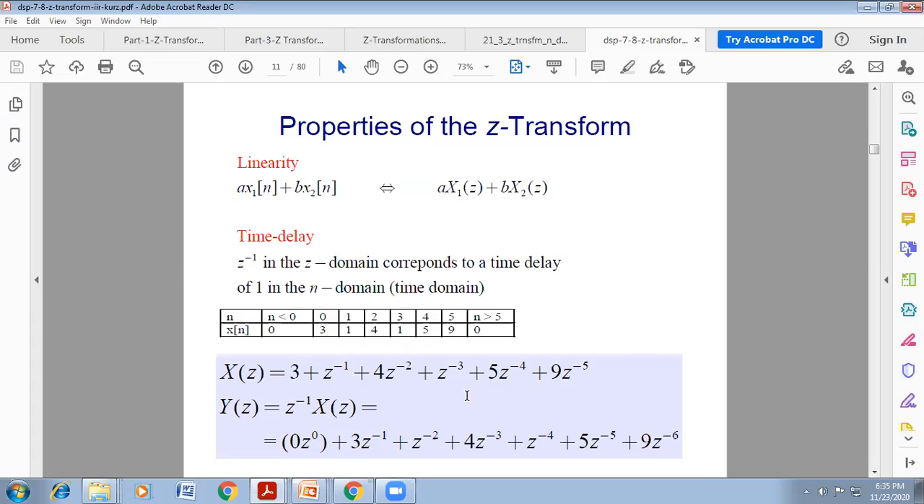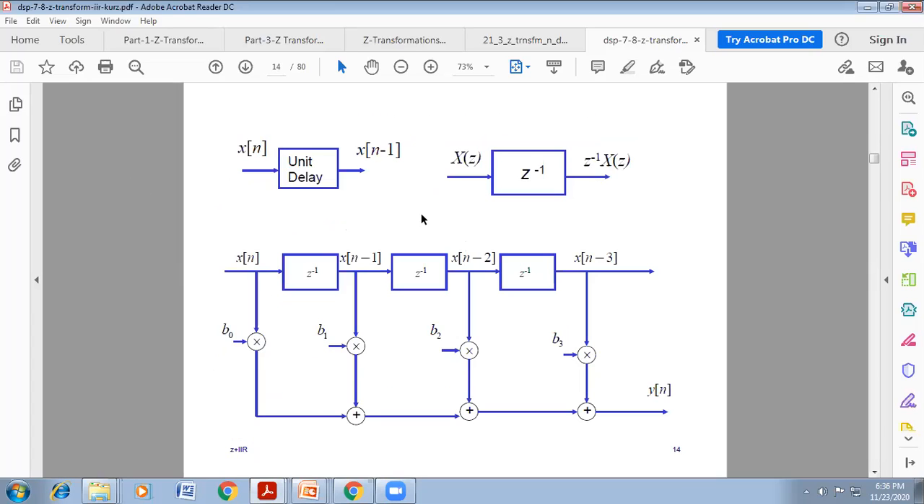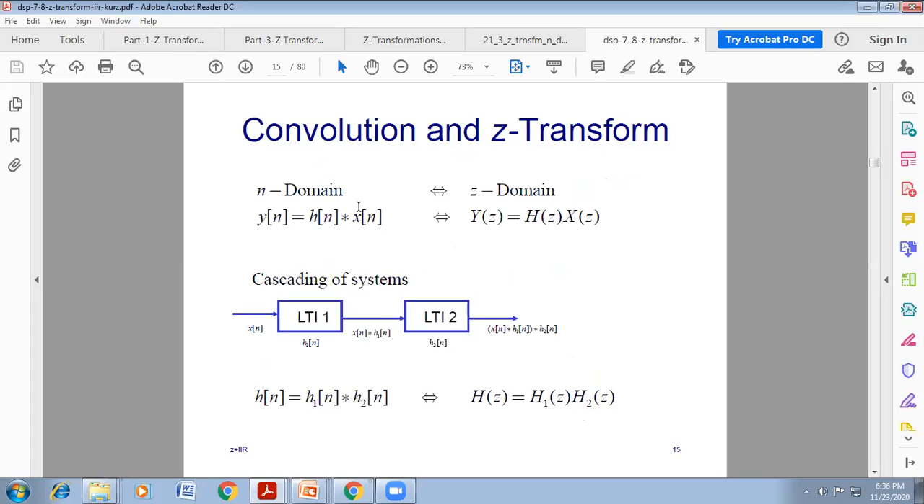We get 0 here. We have studied many properties of Z transform, linearity property, time delay property, and we have solved different kinds of problems using these properties. And Z transform as operator, unit delay operator D, x[n], y[n]. We have used this in our previous lecture using these properties. Actually, this is the block diagram and application of Z transformation. The convolution theorem we also studied for Z transform, the linear time invariant.